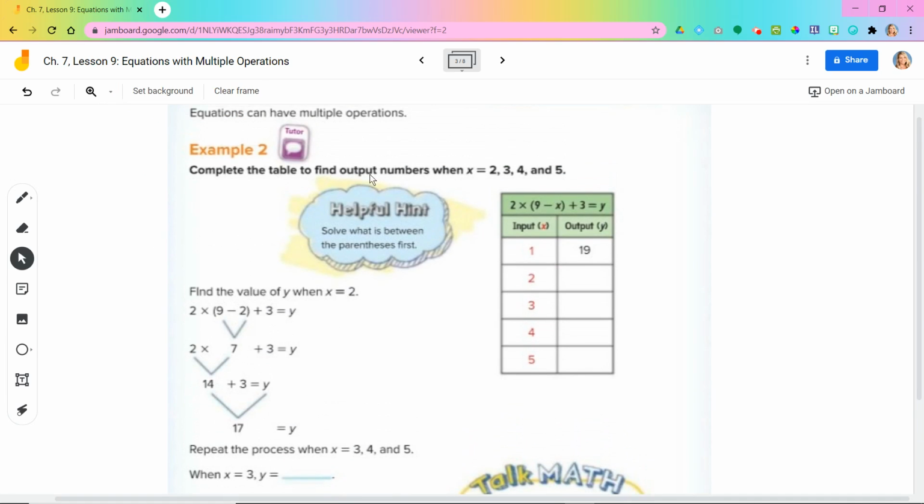So let's see what happens when we have more than 2 operations. Complete the table to find output numbers when x equals 2, 3, 4, and 5. So here is my equation for my table. I see 2 times (9 minus x) plus 3 equals y. So when my x is 1, my output is 19. Let's see what my output is when my input is 2.